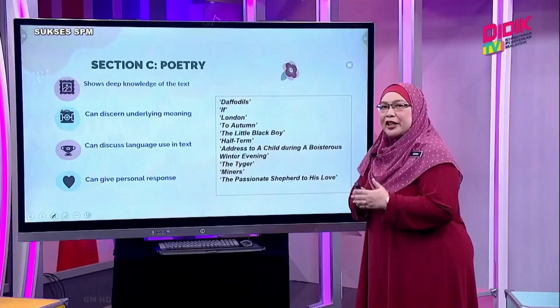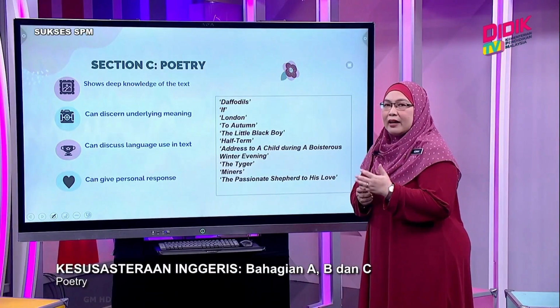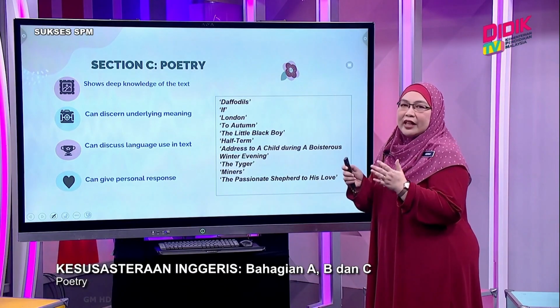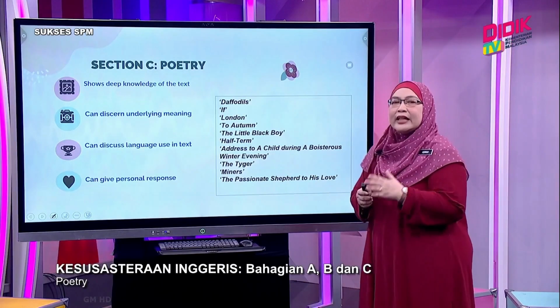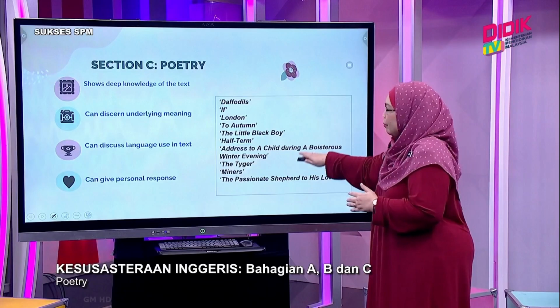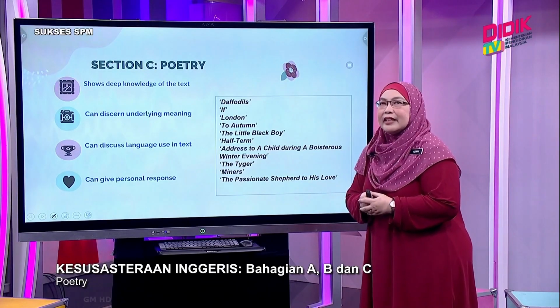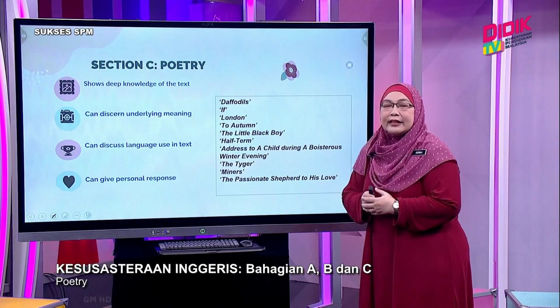So we've covered section A, prose, and we've covered section B, drama and play. So that means we've come to the last section of the exam paper. And this section, poetry, is made up of questions that come from 10 poems. These 10 poems, I'm guessing all these students out there are now really studying.